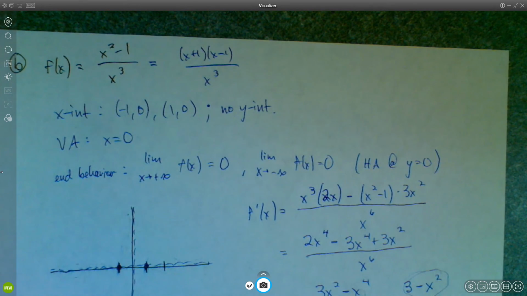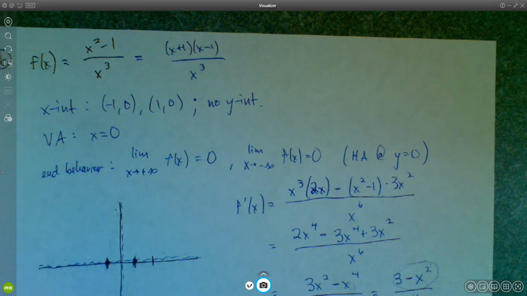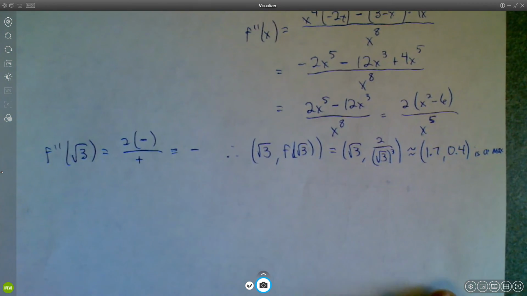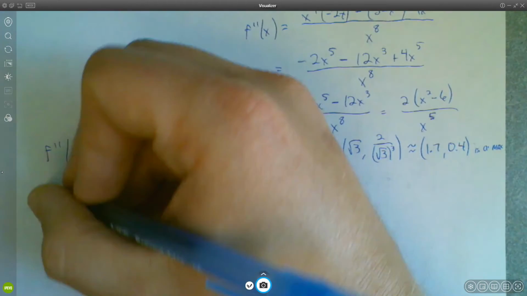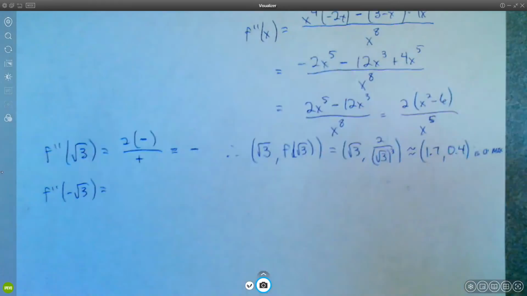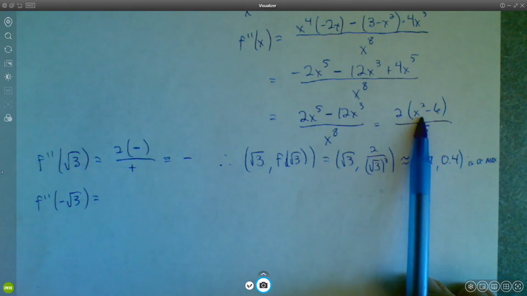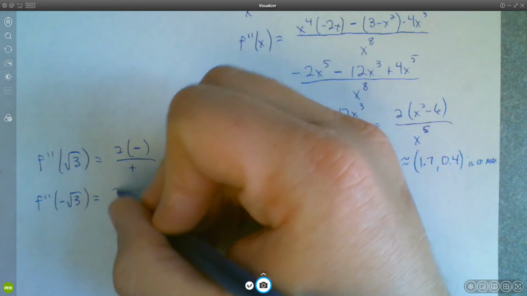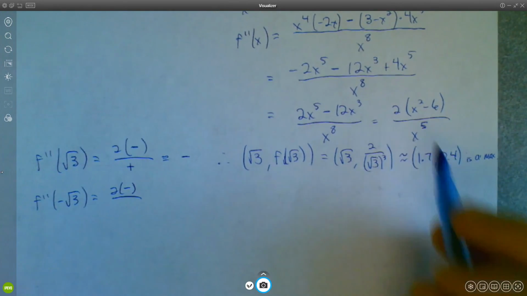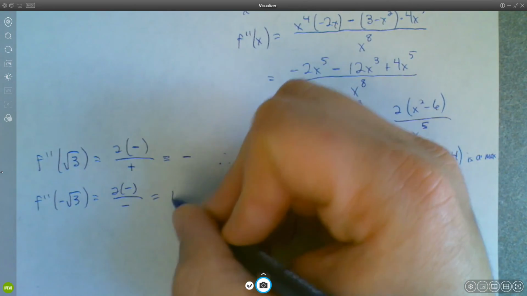Okay, so that is a maximum. It's a relative max. Okay, what about negative root 3? So f double prime of negative root 3. If I plug in negative root 3, I'm still going to get a negative here, so it's going to be 2 times a negative divided by, well, negative root 3 to the 5th is going to be a negative, so that's going to be positive.